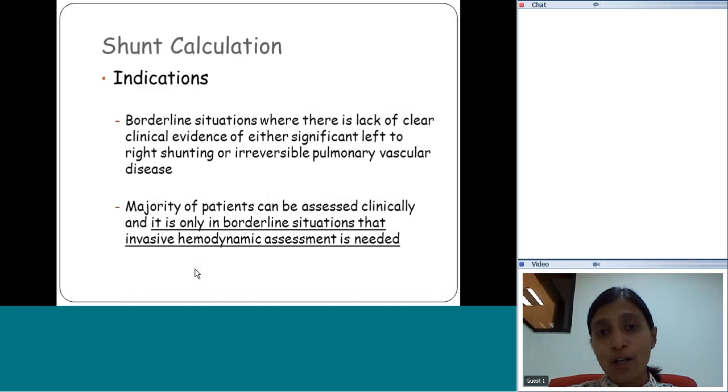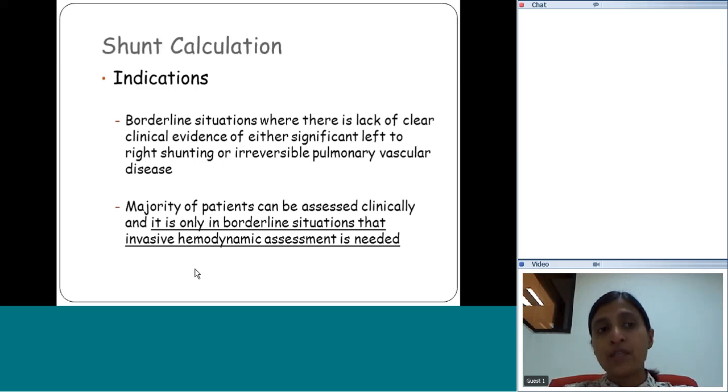So when you set out to do the hemodynamic study, you should clearly know in your mind the indications for that study, okay, and carry the cath study out only if there is a clear indication. Otherwise, you could well end up confusing yourself and creating more problems than you solve. Okay. So the main indication for carrying out a hemodynamic study is in borderline situations.